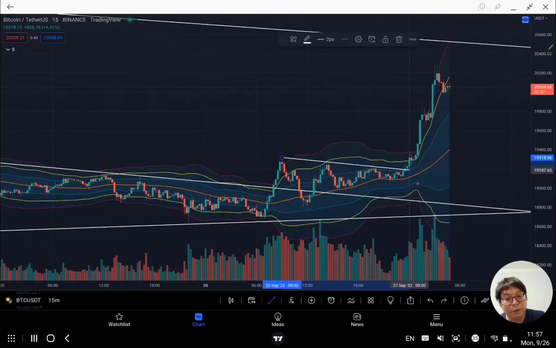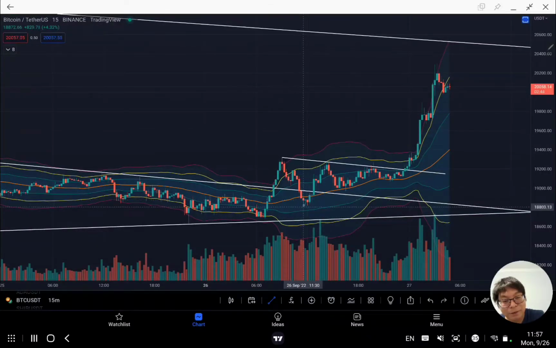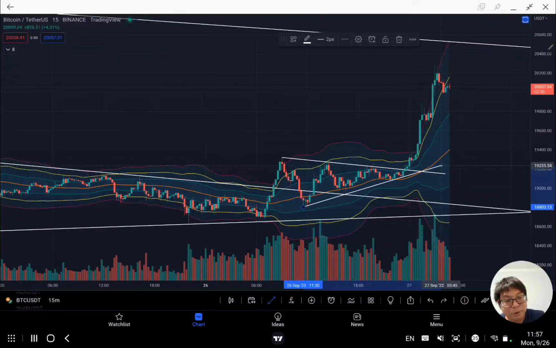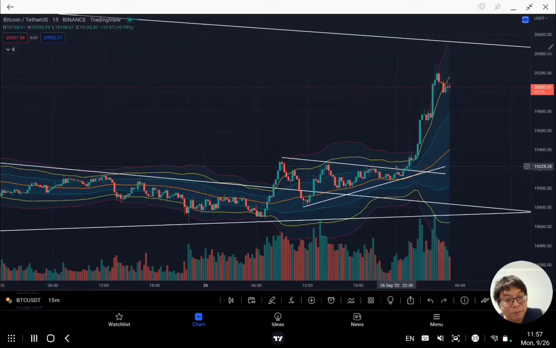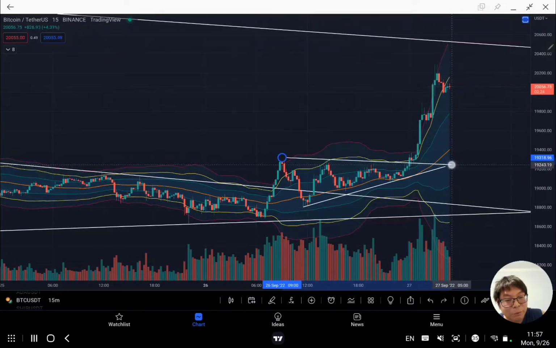Right here and here, right? And then, oops, why do I keep doing that? Right around there, touch points. There. That's actually not even a symmetrical triangle. It's more of an ascending triangle, right? As you can see, maybe we could even draw it like this. That is more of an ascending triangle. Maybe that's why we broke to the upside, because we can even draw it like that.